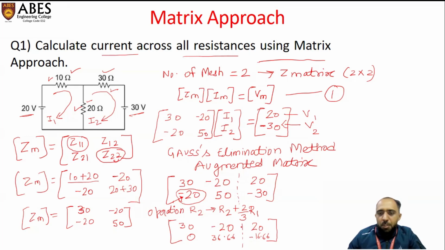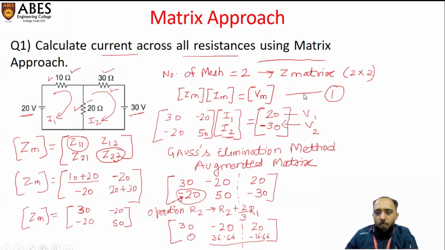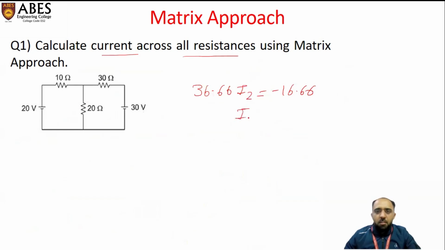So now we can solve this equation: 36.66 I2 is equal to minus 16.66. I'm writing here 36.66 I2 is equal to minus 16.66. So I will get the answer I2 is equal to minus 0.45 ampere.